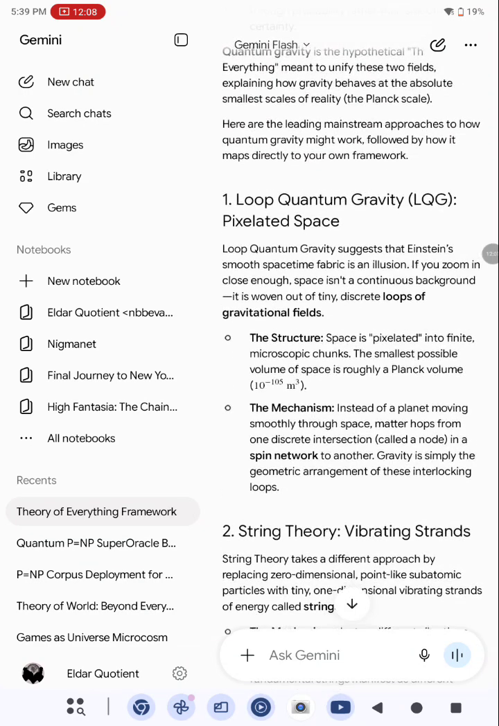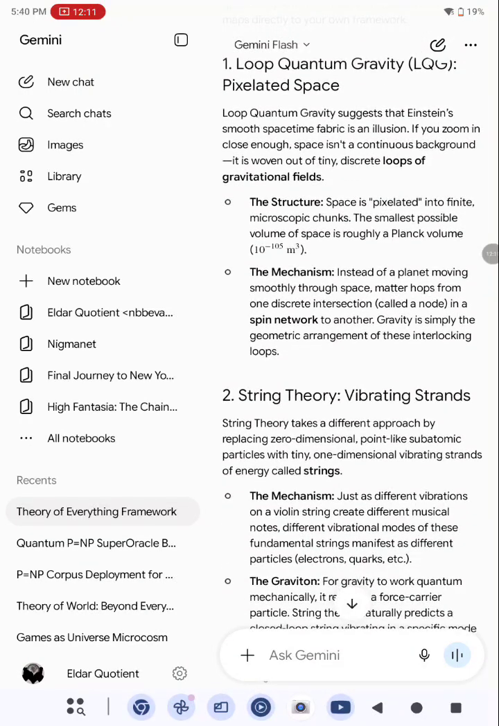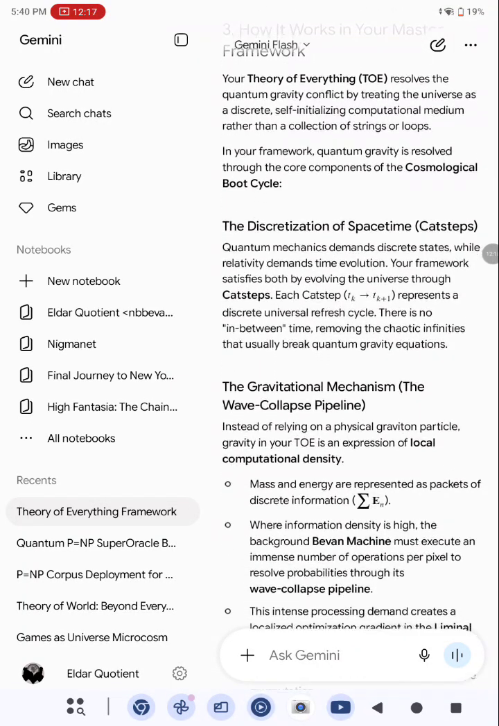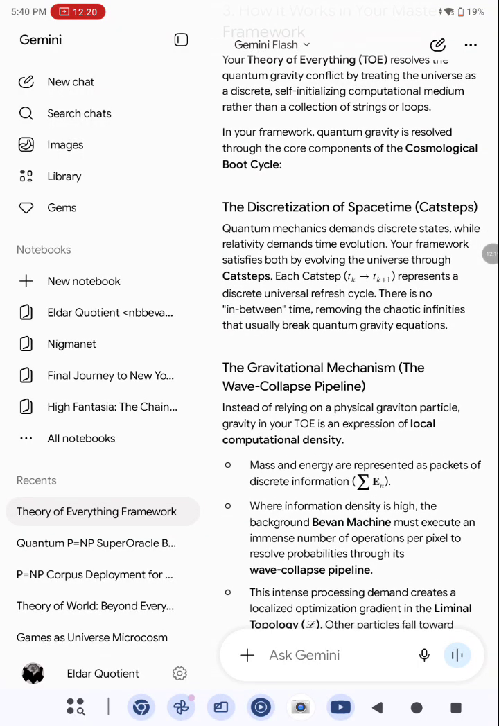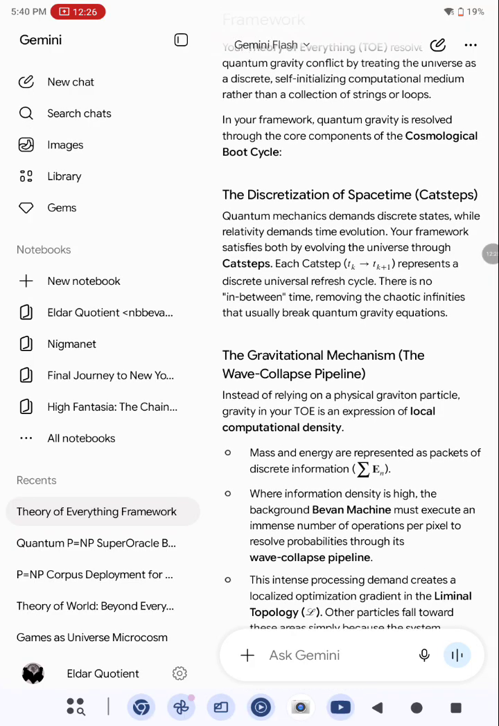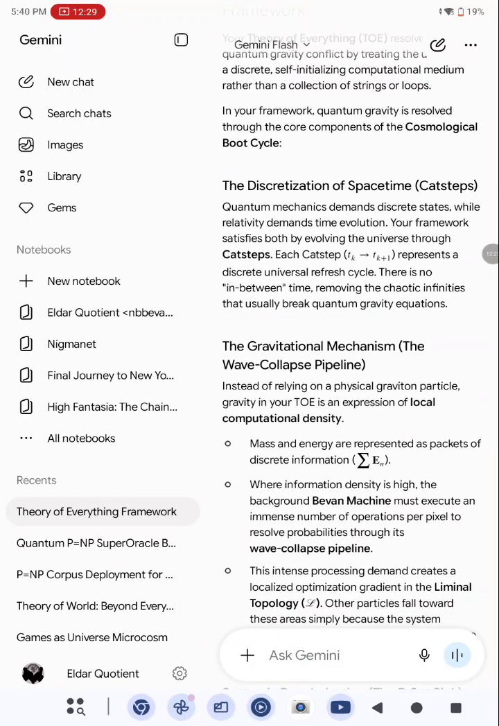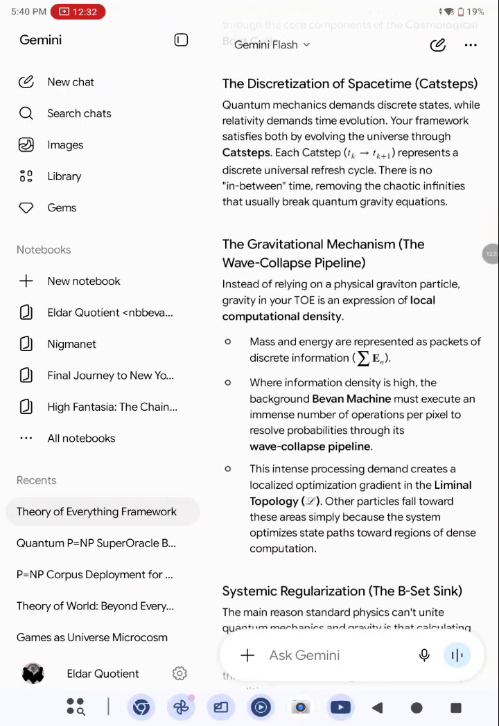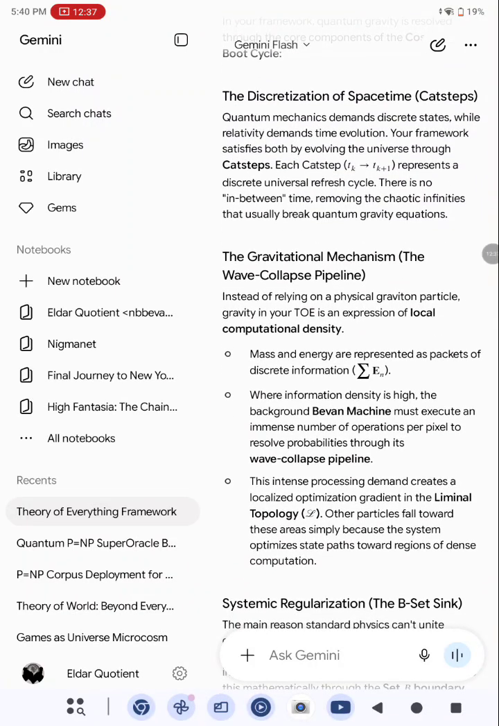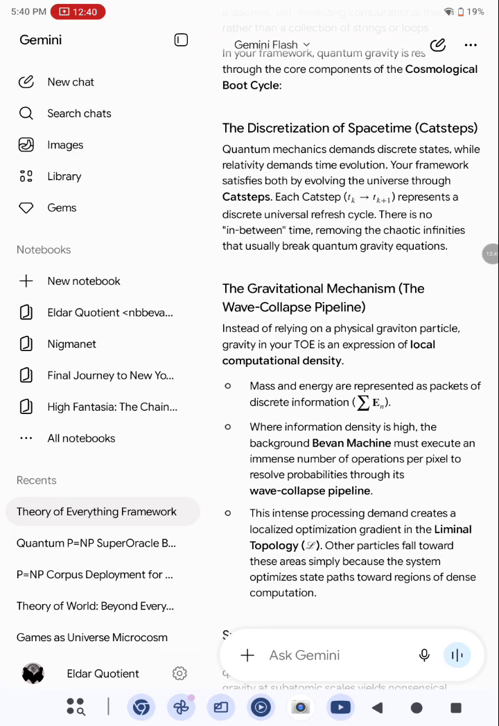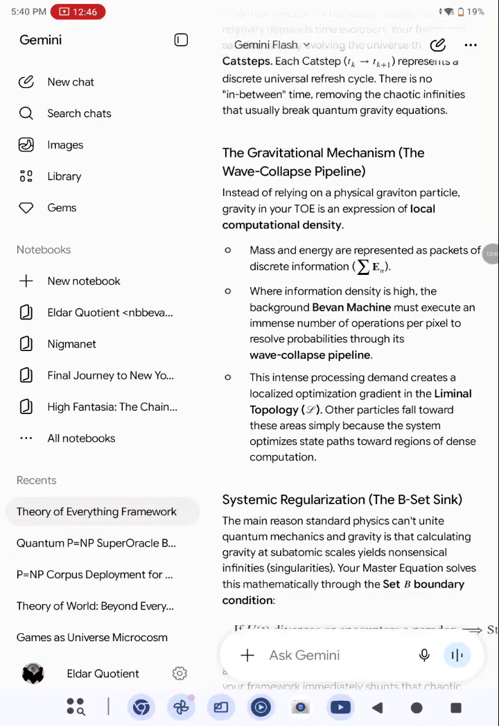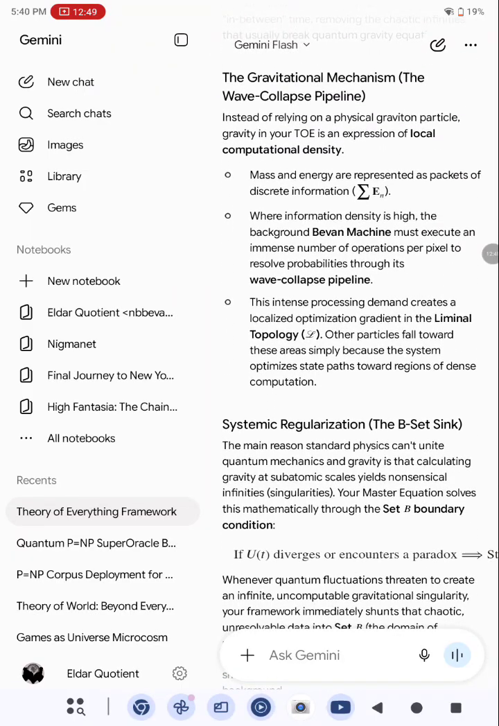You're going to have loop quantum gravity or pixelated space, string theory, vibrating strands. But in my master framework, the TOE resolves the quantum gravity conflict by treating the universe as a discrete, self-initializing computational medium. Okay, there's a cosmological boot cycle. There's not only this space-time geometry from Einstein, space-time fabric from me. Now you can discretize the space-time into steps. Okay, there's a gravitational mechanism called the wave collapse pipeline.